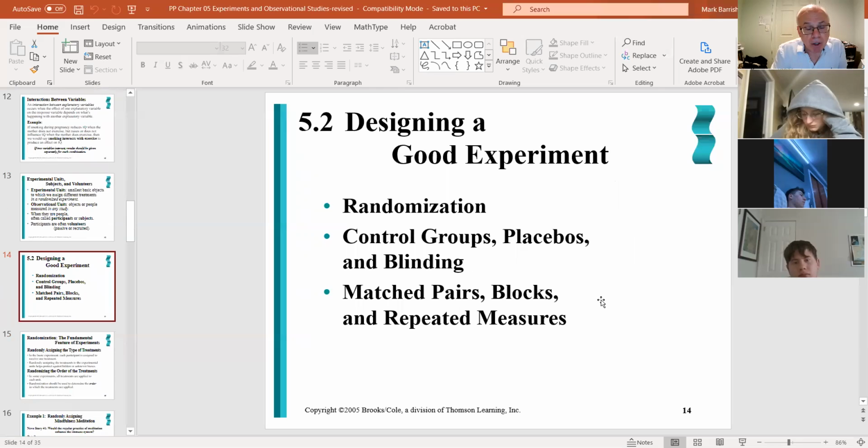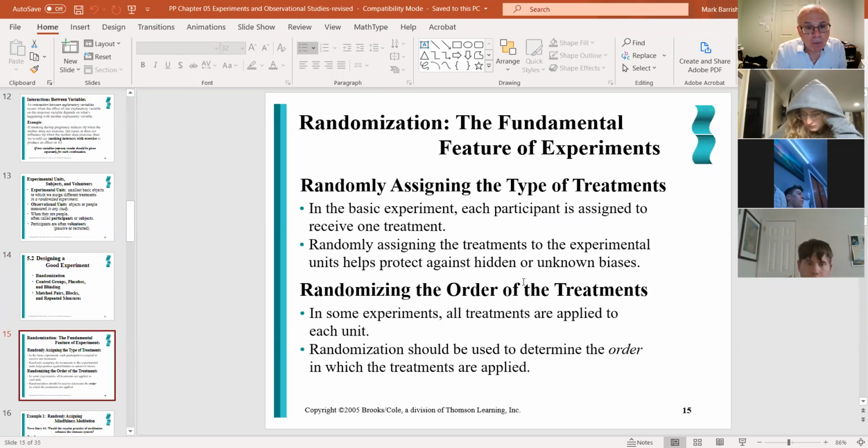All right, so let's talk a little bit about some of the requirements for designing a good experiment. One of the things that we need to talk about is the idea of randomizing the treatments. What does that mean? That means that you have participants. Let's say you have two possible treatments.